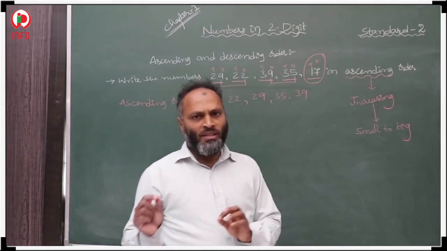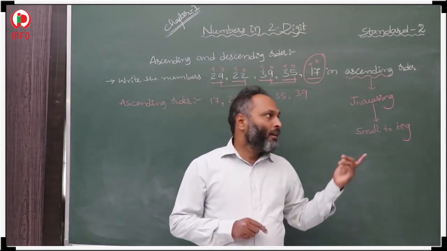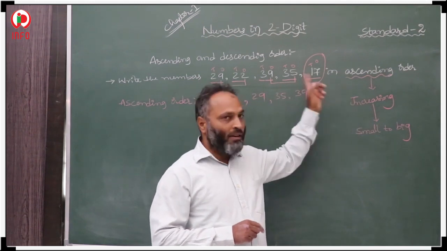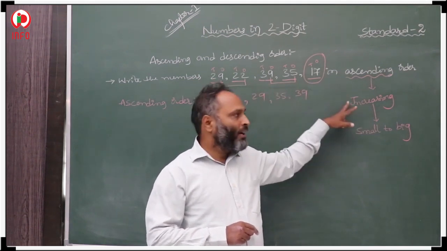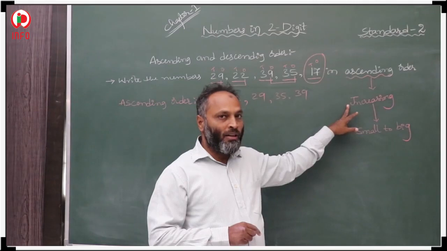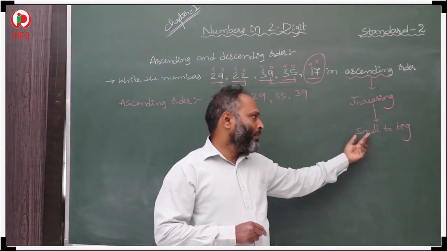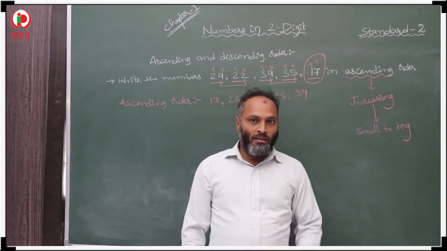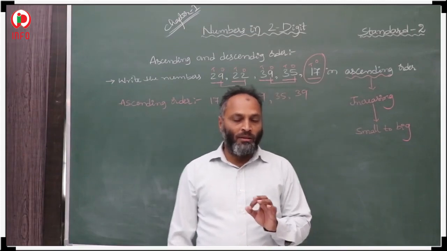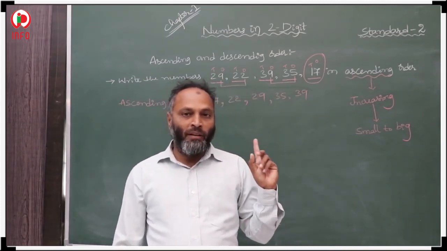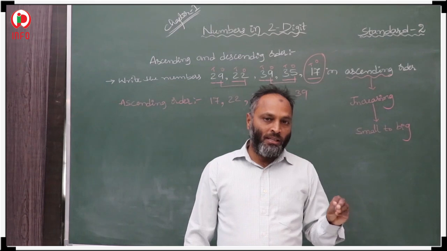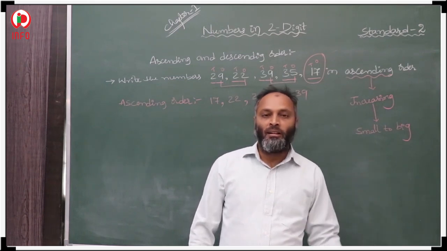Descending order means vice versa. Here it was increasing order; there we write in decreasing order. Decreasing order means first we take the big number and after that the small. It is the same pattern: we compare, take the bigger value first, then lesser than that, lesser than that. In that order we arrange.